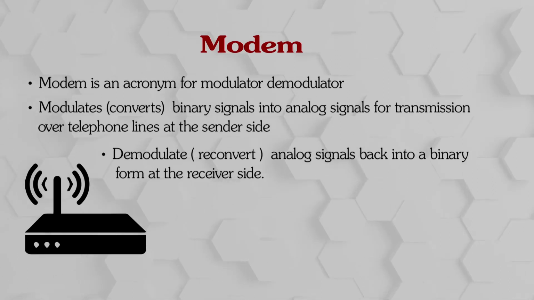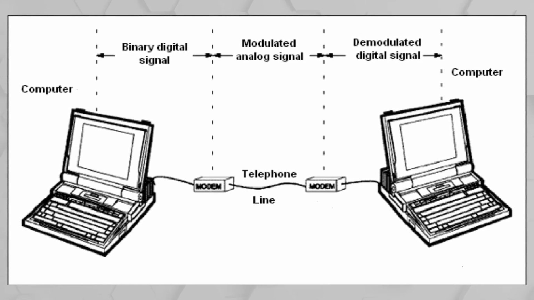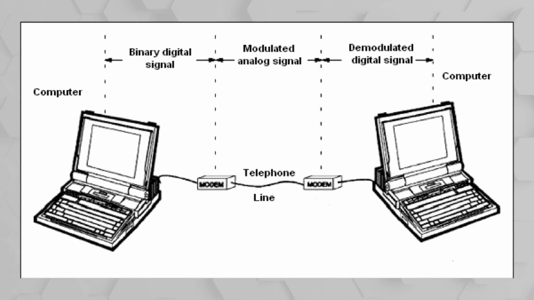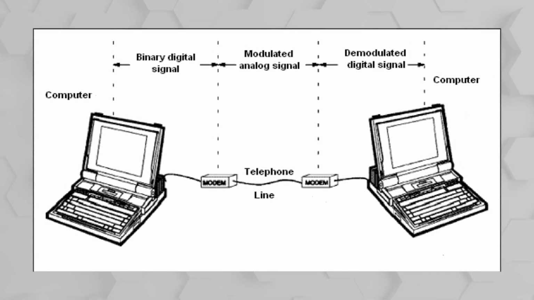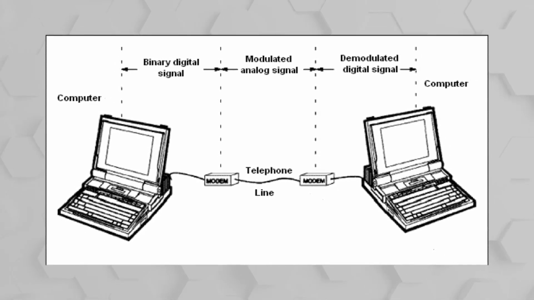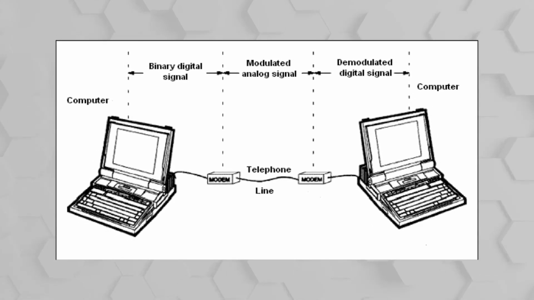And this is the picture you can see now, that there are two computers, and in between there is a modem. Inside the computer we have a digital signal, but in the modem the signal is modulated and further demodulated, and again the signal is back into digital form at the other side. So it sits between two systems, two computers.